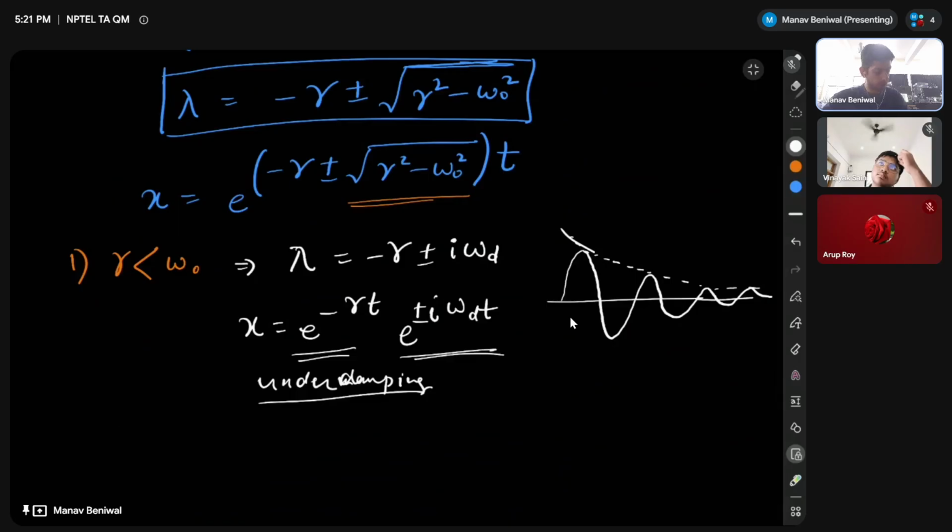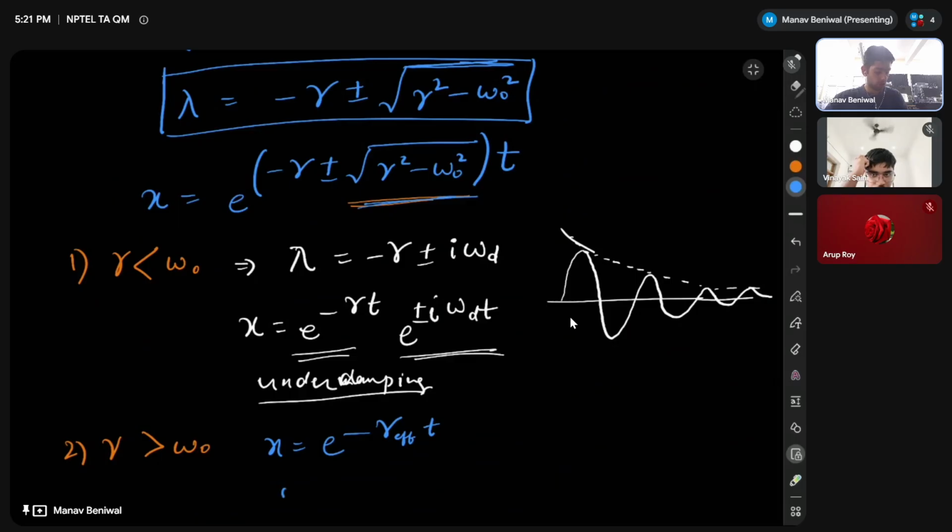Okay, now let's consider the second case, where gamma is greater than omega naught. Then this term will be positive, and we will not have any imaginary iota coming outside, right? So all we'll have is a function of the form e to the power minus some gamma effective t, and there is no oscillation. There is only a decay.